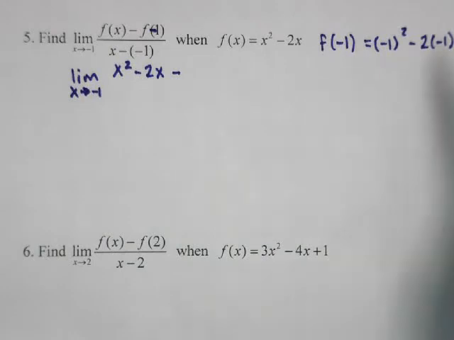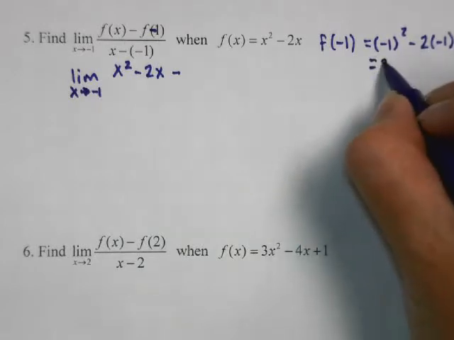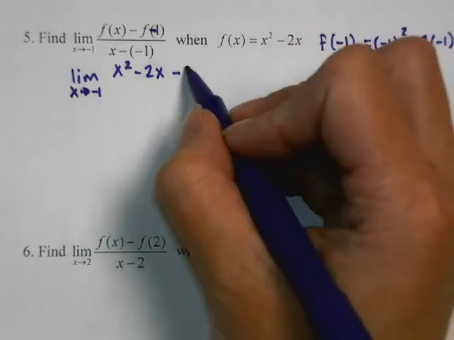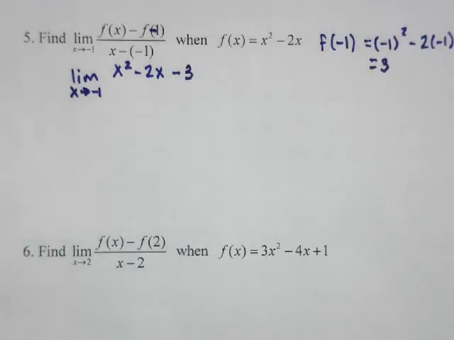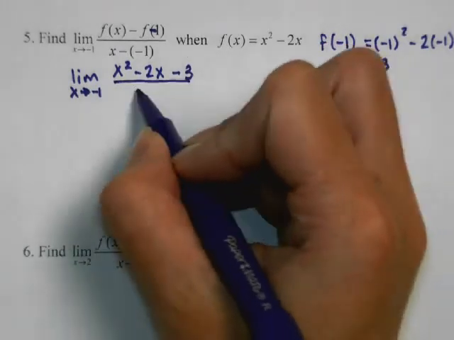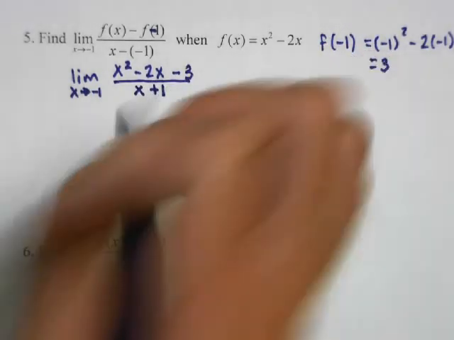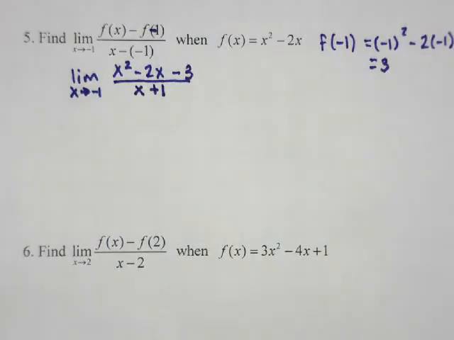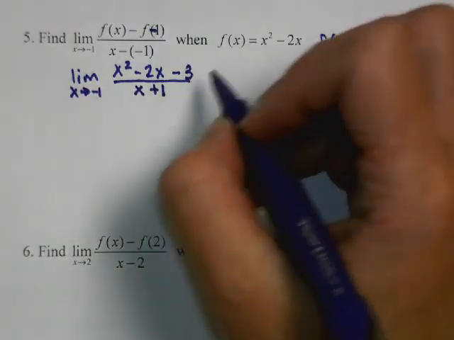So we have -1 squared, which is 1, and then -2 times -1 is 2, so 1 plus 2 is 3. So we're going to be subtracting f of -1, which is 3, over x plus 1. Past this, it's just going to be the same thing. We're going to factor.